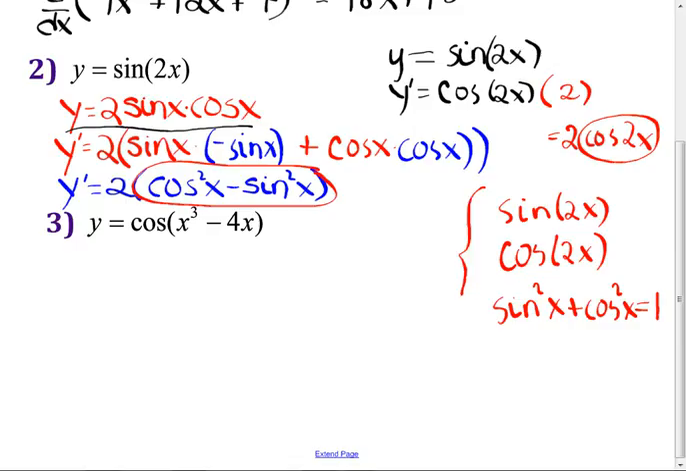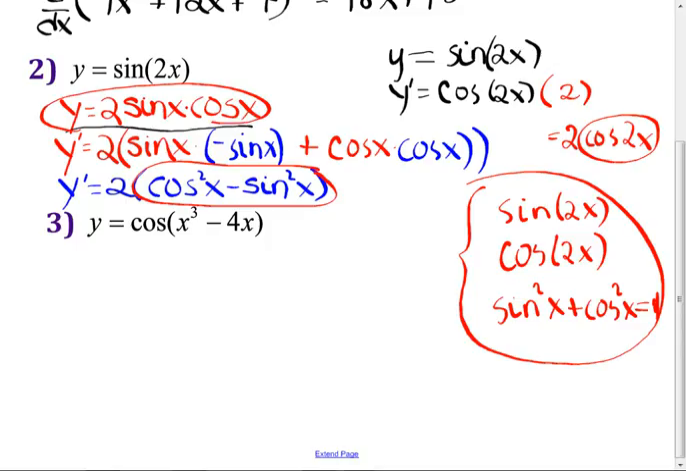I can get you an identity sheet, but these are all you need. It's all you need to know for my class and for the exam. The sine of 2x is this one. Cosine of 2x is this one. Okay, so let's do this. There's a sum and difference identity.